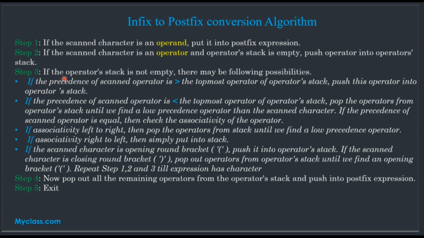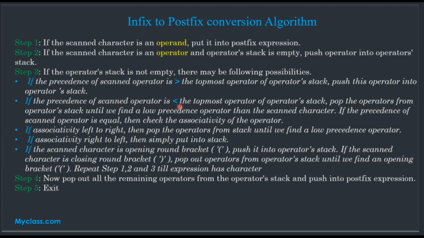Step 3 is a little bit confusing but easy. If the operator stack is not empty and our scanned character is an operator, then there are some possibilities. We consider those possibilities and do push or pop operations. The conditions are: if the precedence of the scanned operator, which we are scanning from the infix expression, is greater than the topmost operator of the operator stack, push that operator into the operator stack. If our scanned operator is greater than, push into the stack.